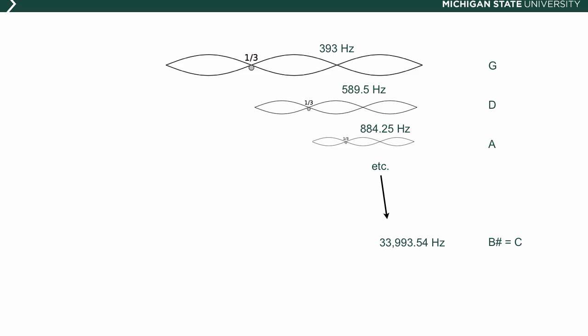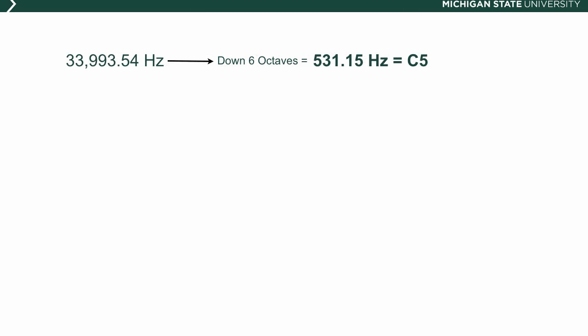33,993.54 hertz. If we lower it by an octave 6 times, dividing by 2, we end up at C5, the octave above middle C, with the frequency of 531.15 hertz, which sounds like this.